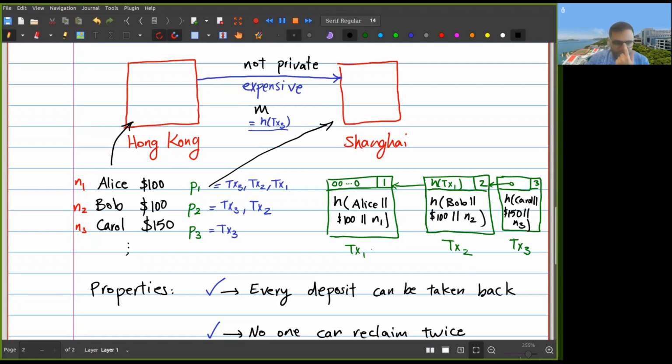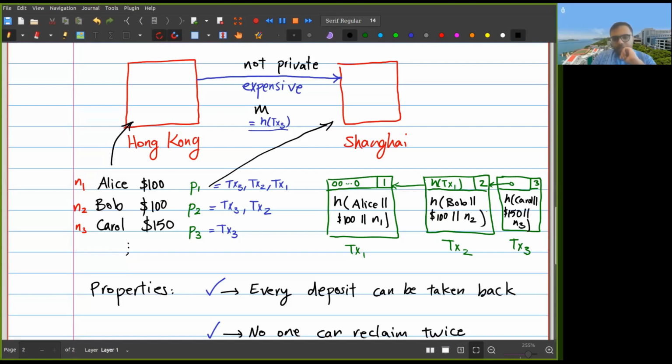And then they can pay it back to Carol. Now let's see what happens for Alice, for example. Alice knows all of these transactions, right? But that's fine, because these transactions do not really include any personal information of Bob and Carol anymore, because all the personal information are now hashed.